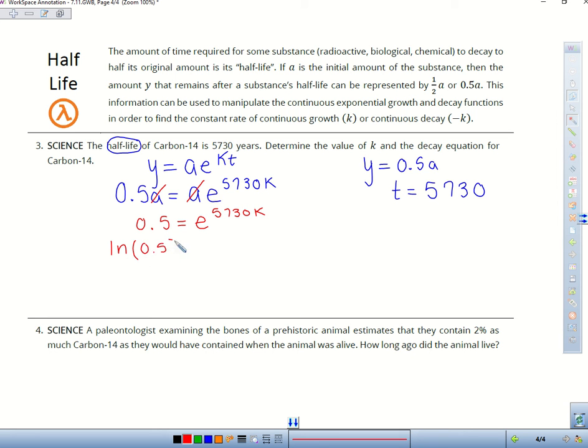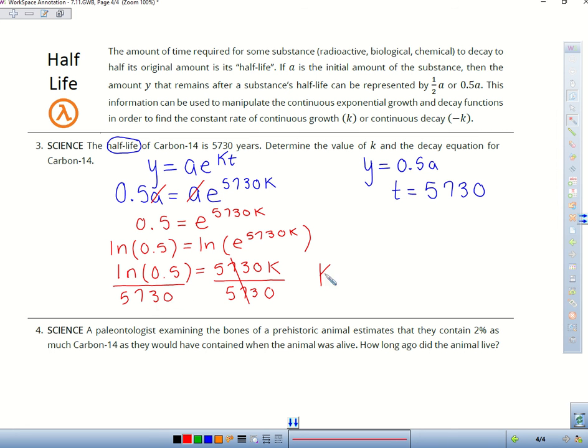Good. ln on both sides. Are you starting to get the hang of what's going to happen at this stage? Isn't this just going to become ln of 0.5 equals the exponent? Everybody see how I got that? Because you bring the exponent out front, times ln of e, which is 1, and then my last step is to divide by 5,730. That gives me k is approximately equal to ln of 0.5 divided by 5,730, and that gives me negative 0.000121.